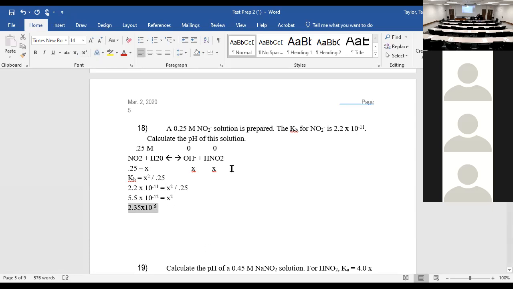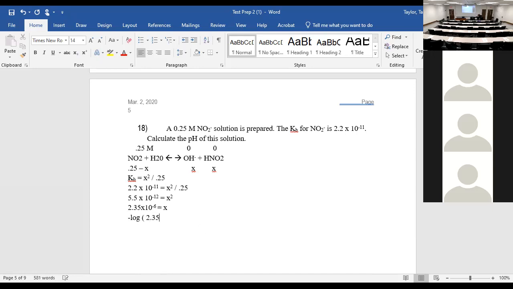Because we have X, that's the value of X. So what do we need to do to get pH? Wouldn't we solve for pOH first and then subtract that from 14? That's exactly what we do. So what's the equation to solve for pOH? Negative log of OH. Yeah, that's exactly right.